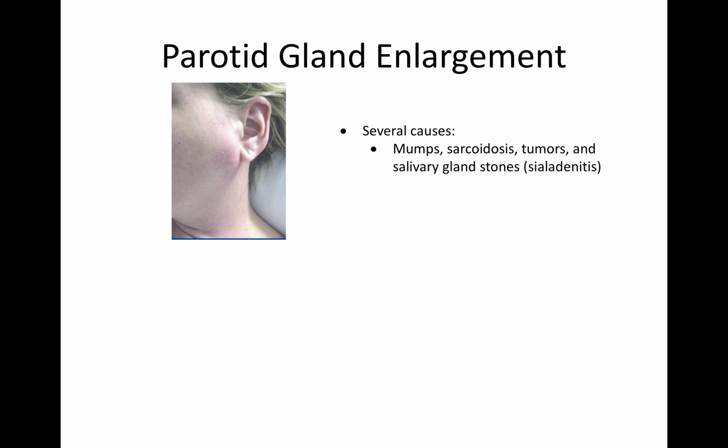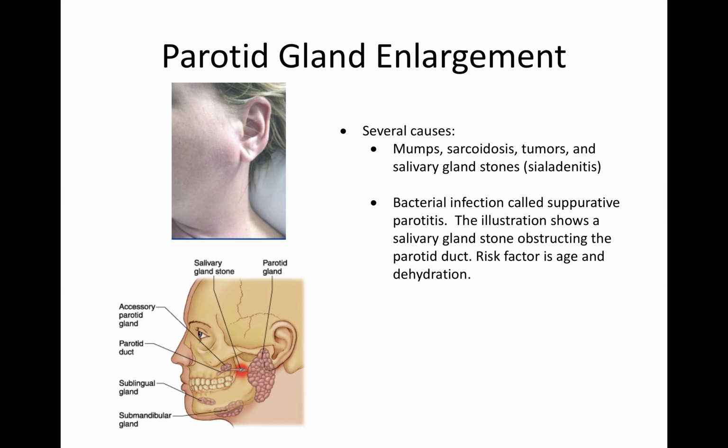Let's talk about the parotid gland. Gland right here, okay? Salivary gland. What causes enlargement of the parotid gland? Several things, including mumps, sarcoidosis, tumors, salivary gland stones. And if a stone, which is called sialadenitis, gets blocked, it can also get infected. Okay, so that can be called suppurative parotitis. So a blocked parotid gland, now that it becomes infected, can be a bacterial infection.